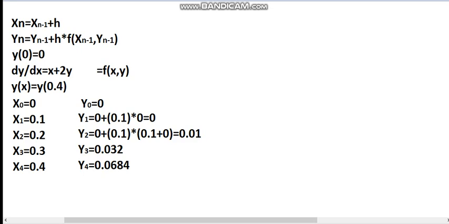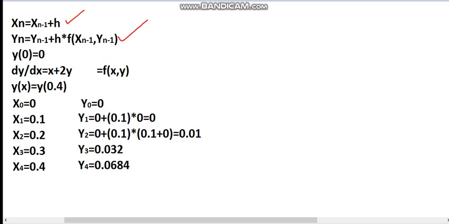In this video we will be discussing an example for Euler's method, and we know that Euler's method is used to solve differential equations numerically. So in this example we can see two main equations that we already discussed in the theoretical part of Euler's method. The first equation is for x values and the second one is for y values.